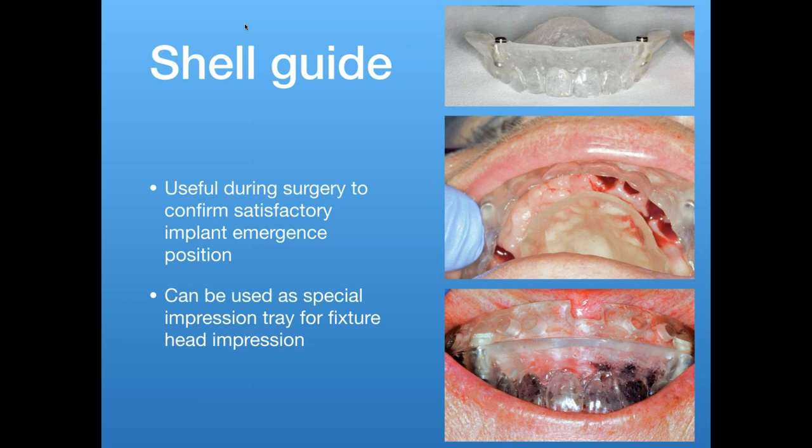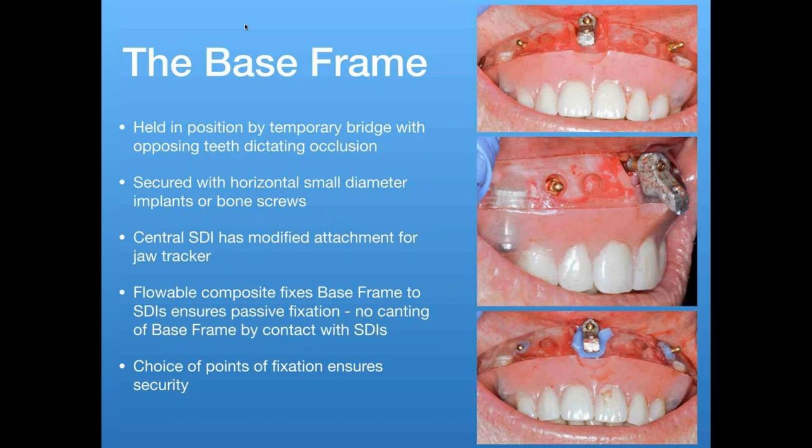It's held in front by the temporary bridge initially, with the opposing teeth dictating the occlusion. So assuming we have a full set of lower teeth, enough to stabilize the bite, just ask the patient to bite firmly, hold the temporary bridge in exactly the position we want, and then with the base frame attached to the temporary bridge, it is secured using horizontal bone screws or small diameter implants. The central small diameter implant has a modified attachment for a jaw tracker, if you wish to use that, or in the maxilla, we can use the head tracker.